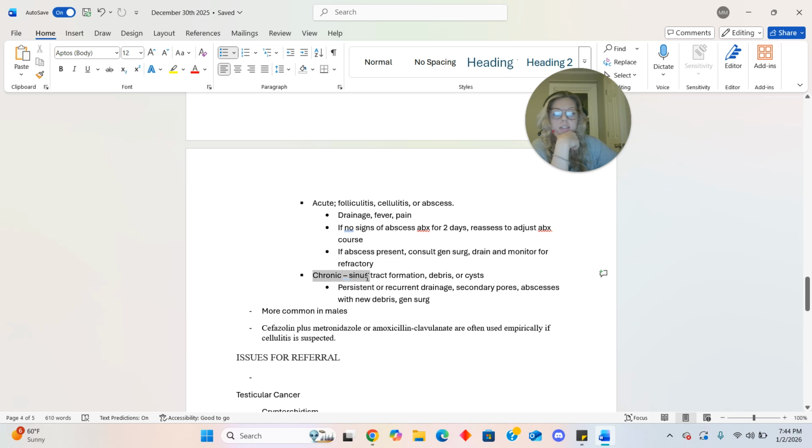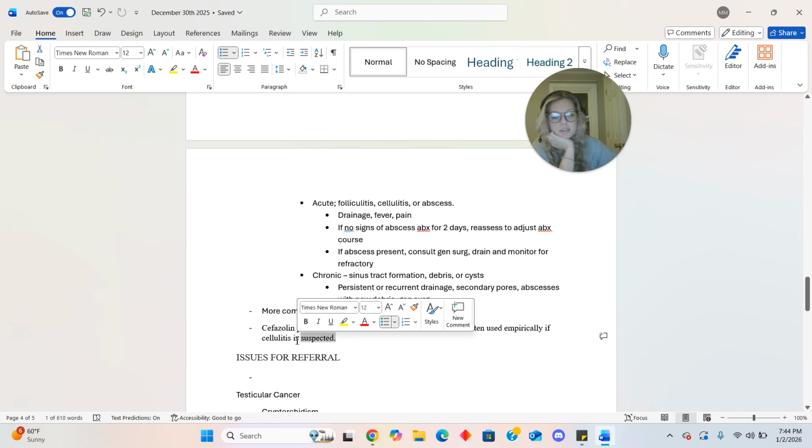And then chronic is the thing of sinus tract formation, debris, cyst formation. Cysts are pretty common. They're not that symptomatic. But they might present with persistent or recurrent drainage from their pilonidal cavity, secondary pores, abscesses with new debris. Refer them to gen surg. More common in males, and then there's the antibiotics.